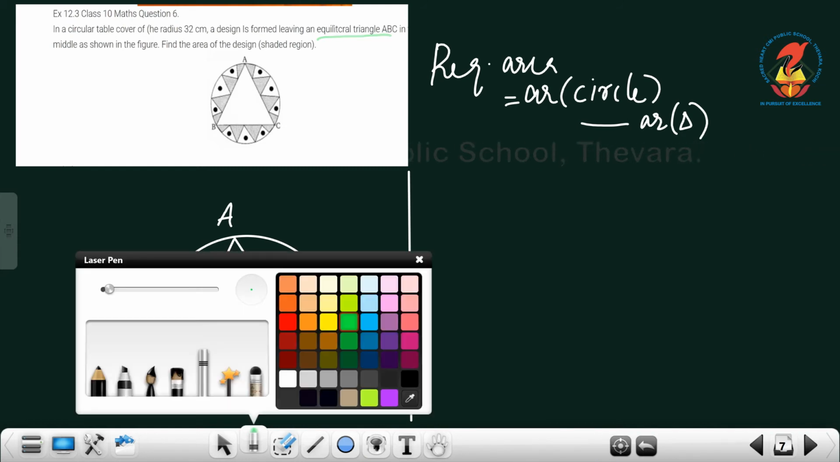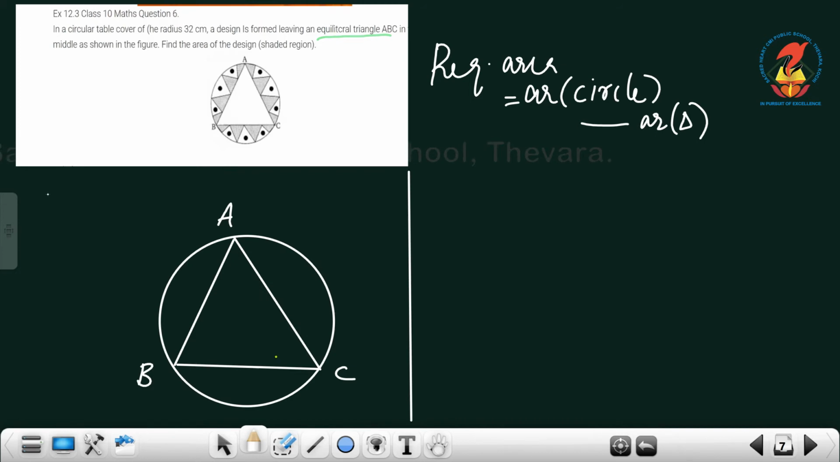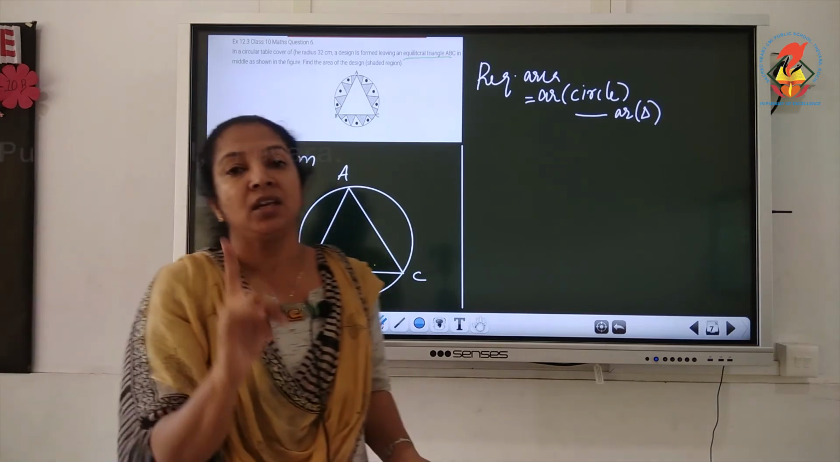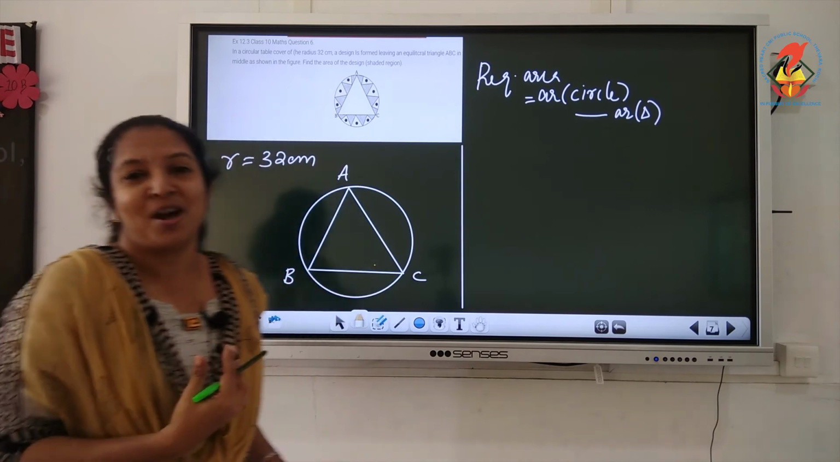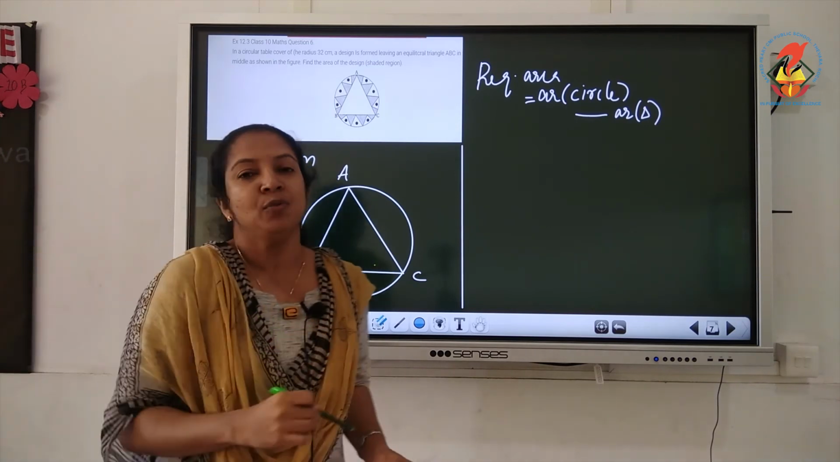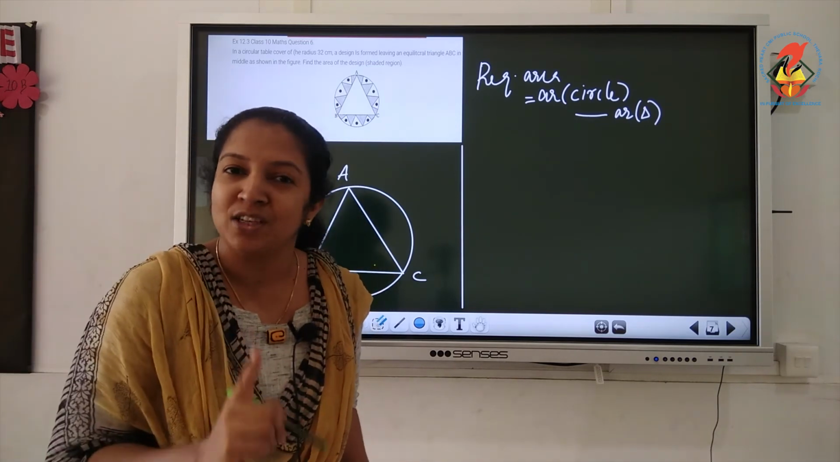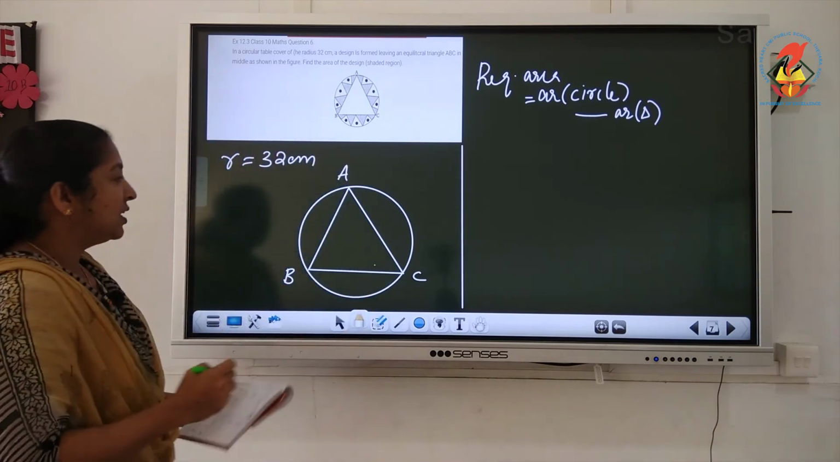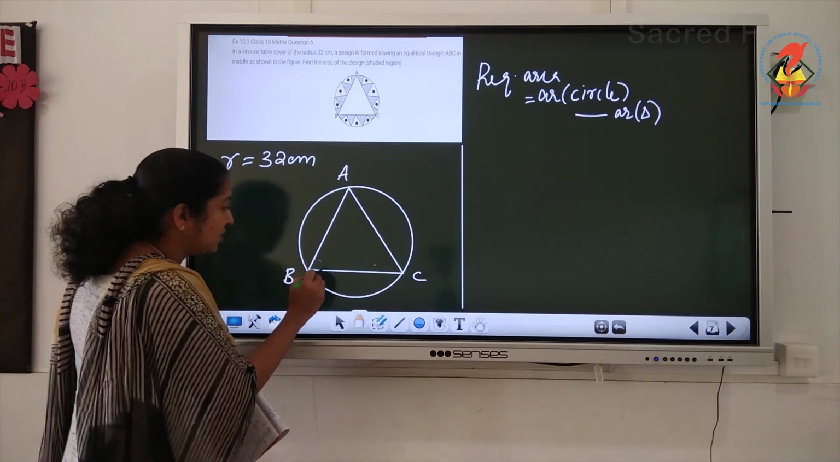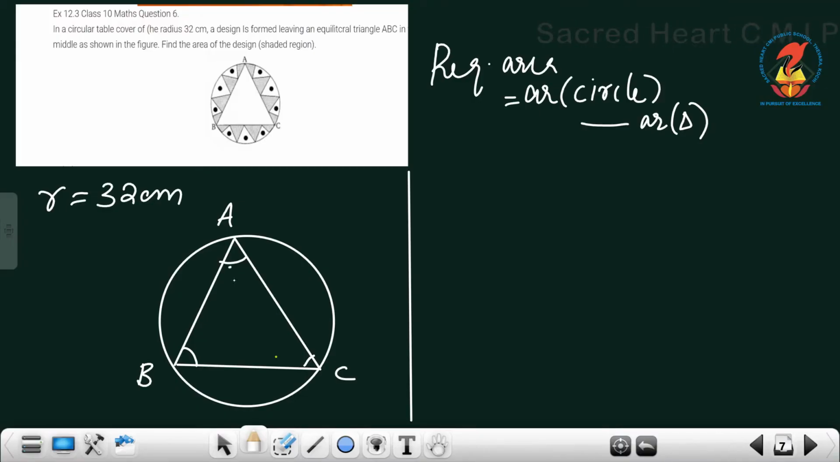So, I am writing this. Radius is given as 32 centimeter. So, using this radius we can find the area of the circle. What about the triangle? For getting the area of the triangle, we need one side of the triangle because it is an equilateral triangle. For that, what about each angle of this? All these angles are 60 degree.